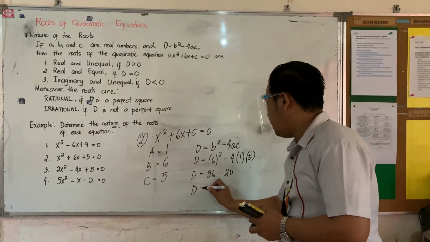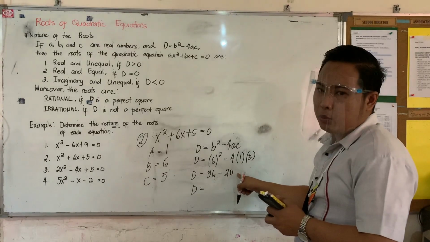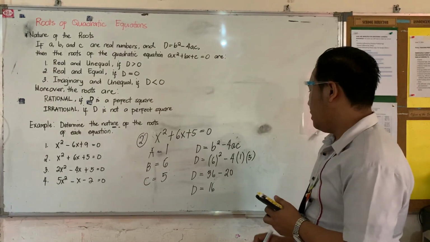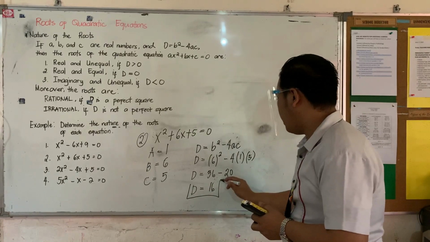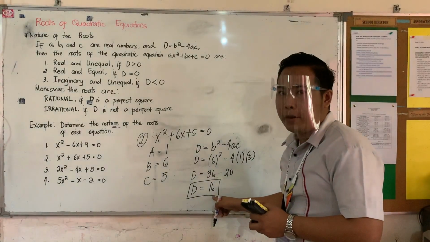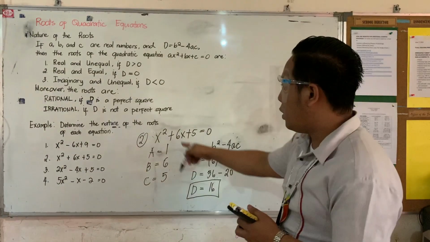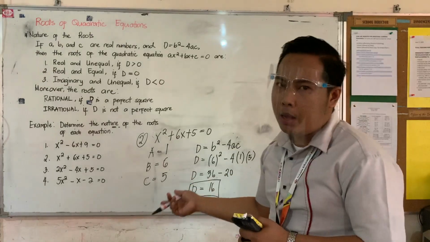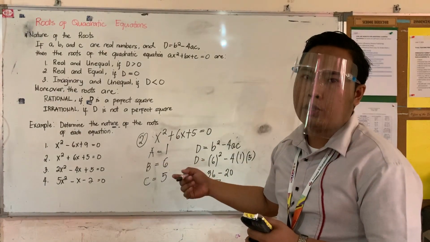Therefore, the difference of 36 and 20 is 16. Okay? So the discriminant for equation number 2 is 16. So as you can see, 16 is a perfect square number. So makikita natin dyan, if the discriminant is a perfect square number, means to say that it is rational.